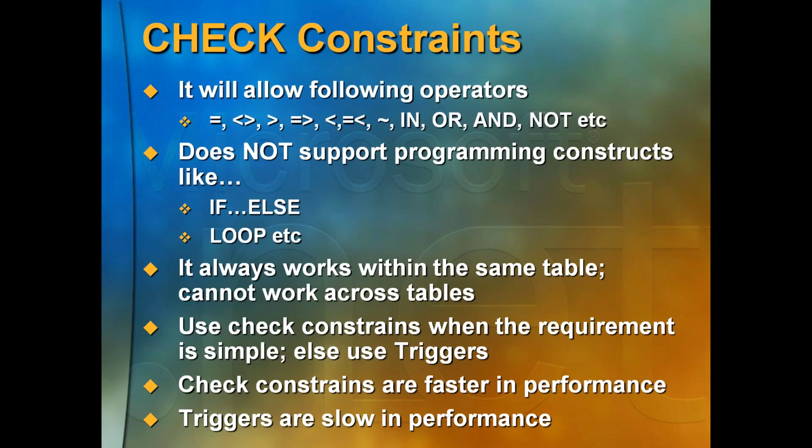Else use a trigger, meaning triggers are also used to validate the data. What is the purpose of a trigger? To validate the data when the check constraint cannot do the work. Complex validation, when the check constraint cannot do it, that is when we are going to use a trigger.